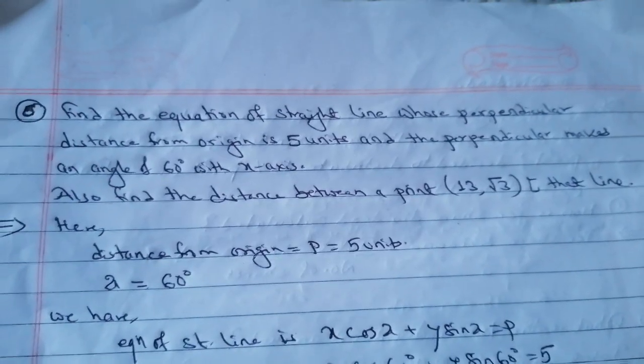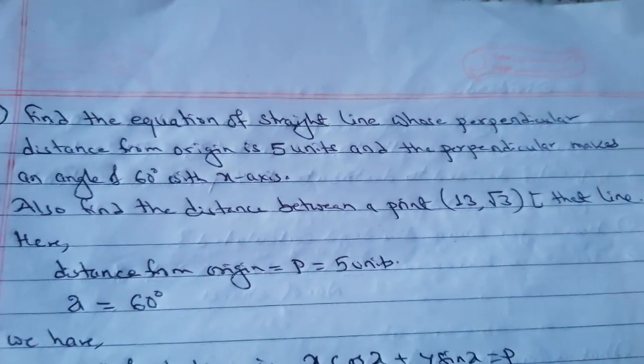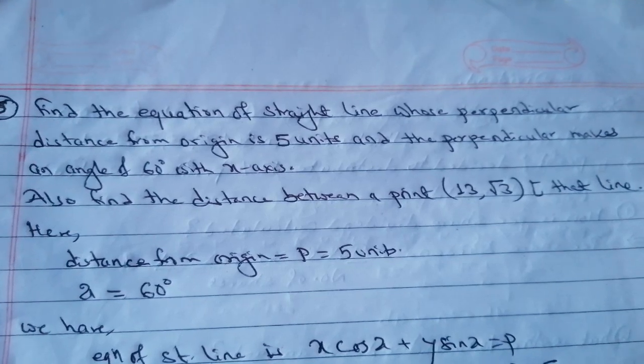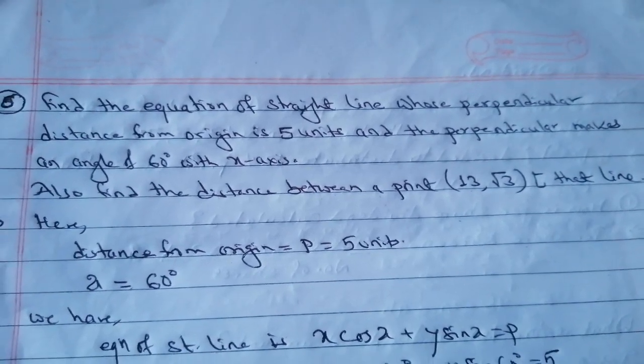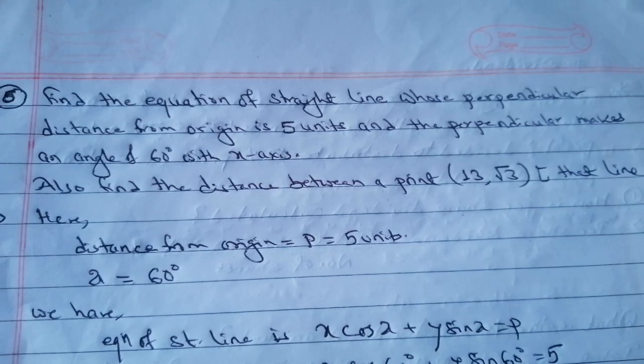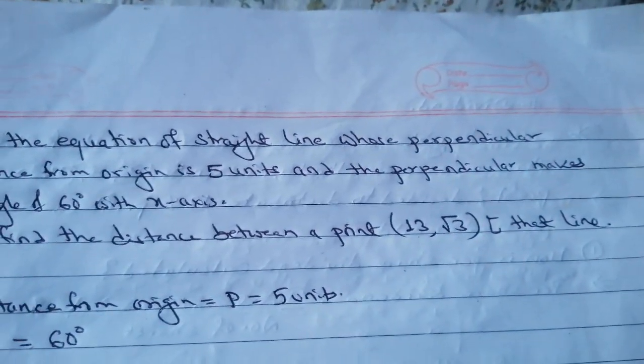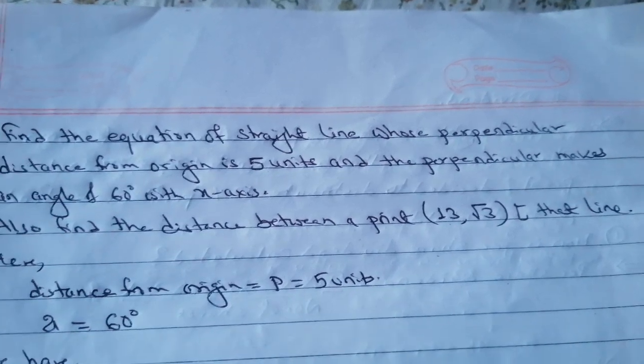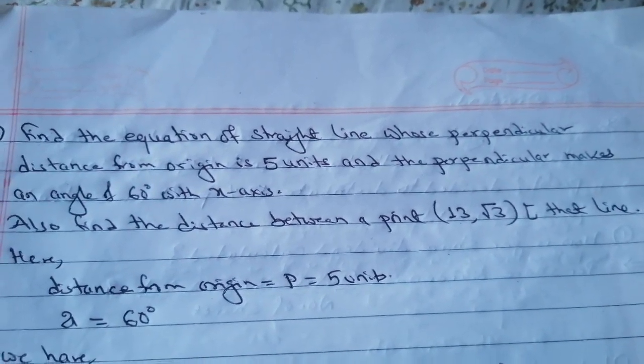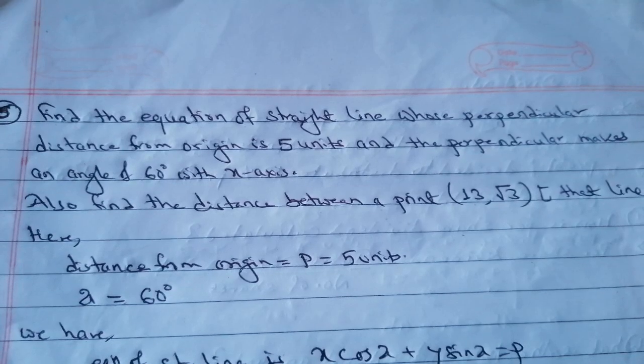The next question is, find the equation of a straight line whose perpendicular distance from origin is 5 units and the perpendicular makes an angle of 60° with x-axis. Also find the distance between the point (13, √3) and that line. So first we need to find out the equation of a straight line.